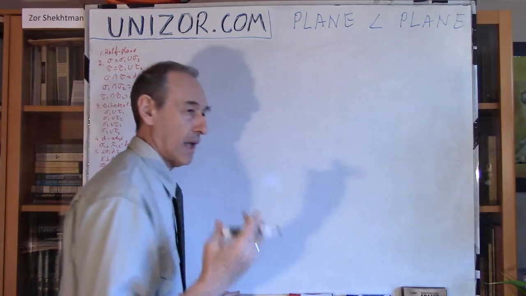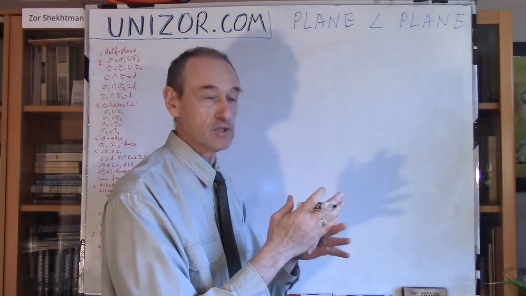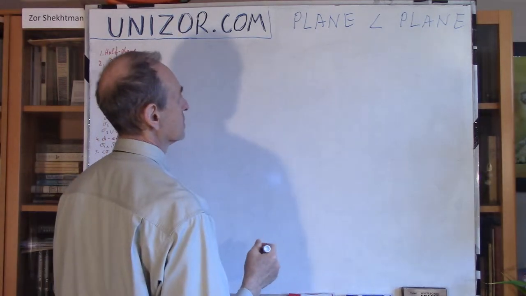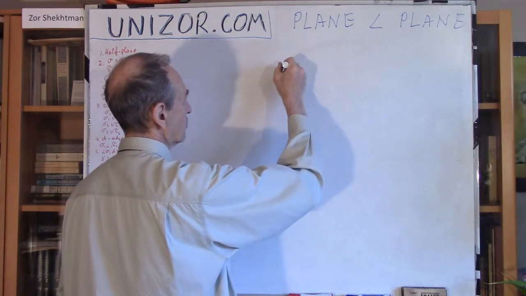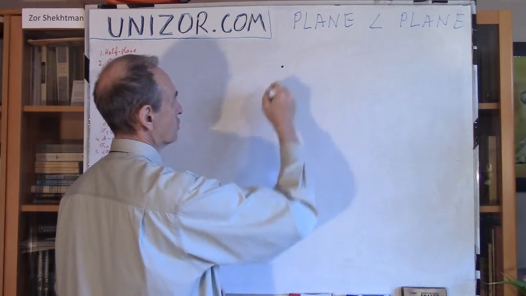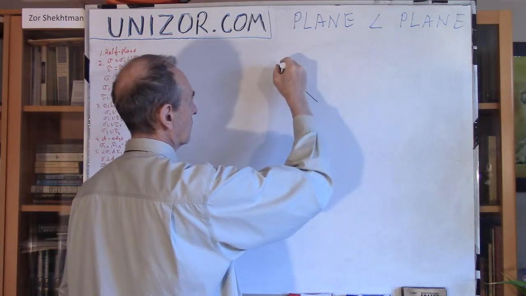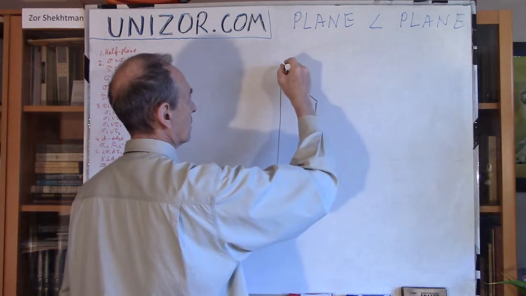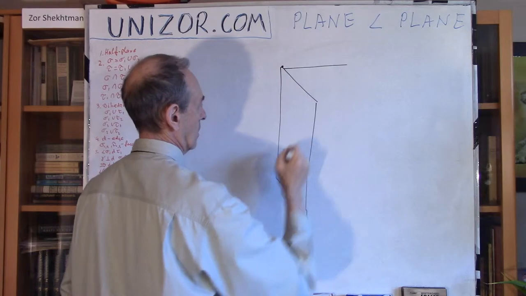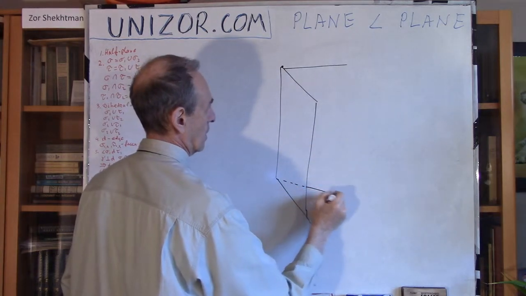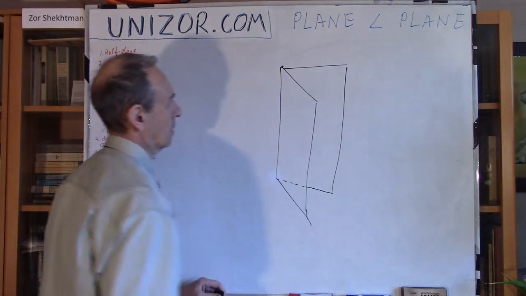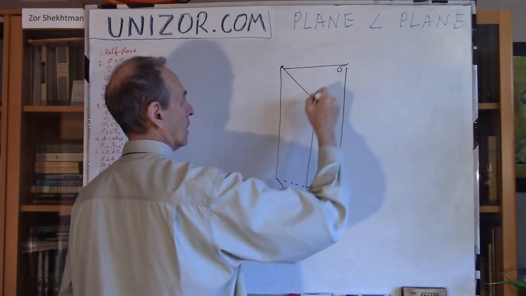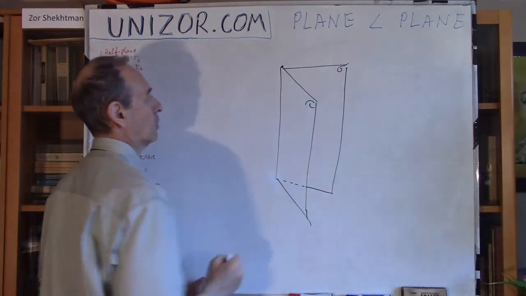Now, remember, for an angle between the lines you need two lines, right? Or two half lines. In this case, we need two half planes to introduce an angle. So let's assume we have the following situation. We have one half plane and another half plane. So this one would be sigma and this would be tau.